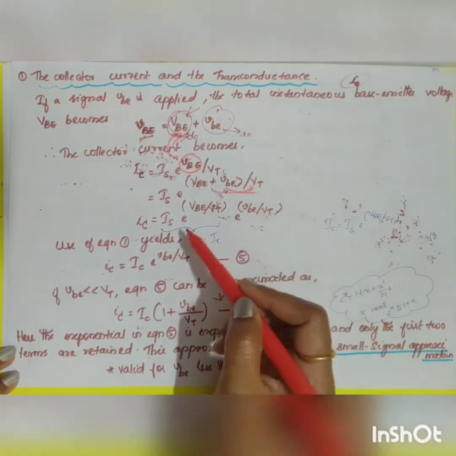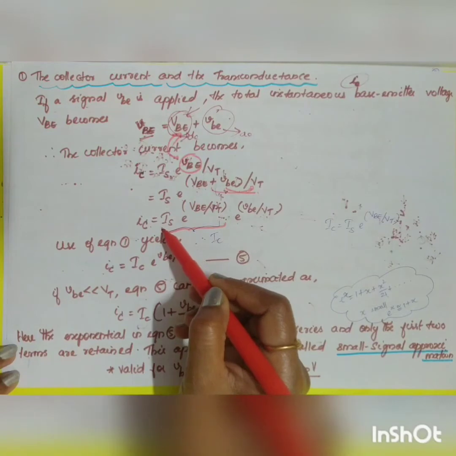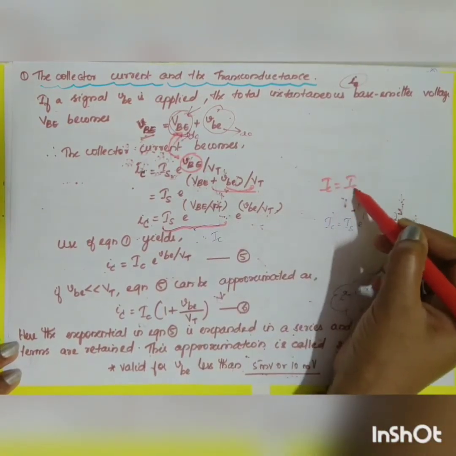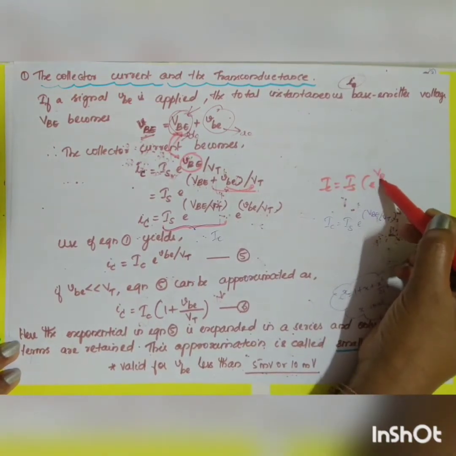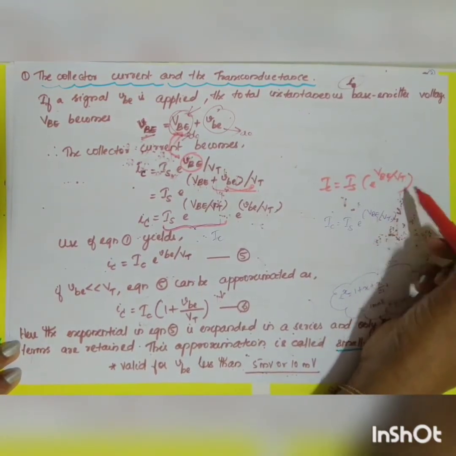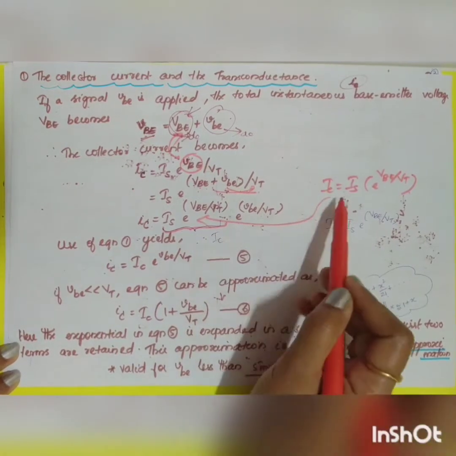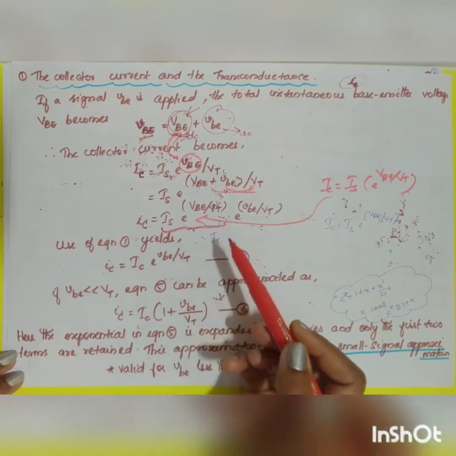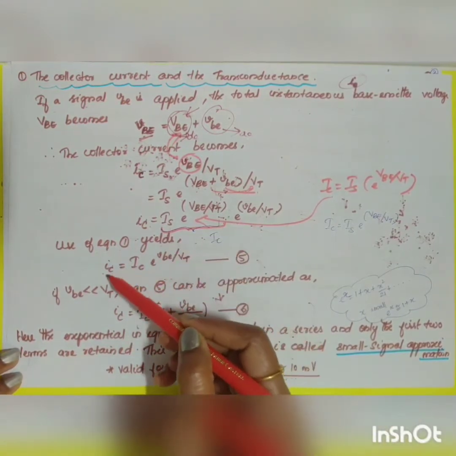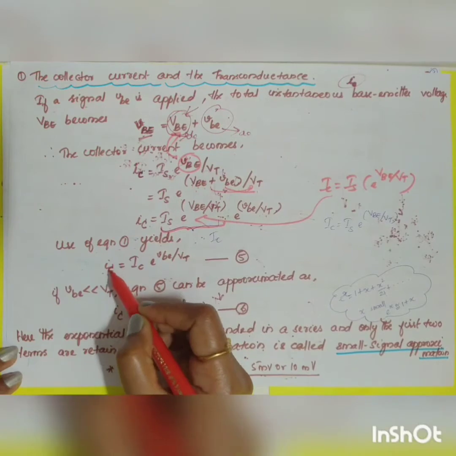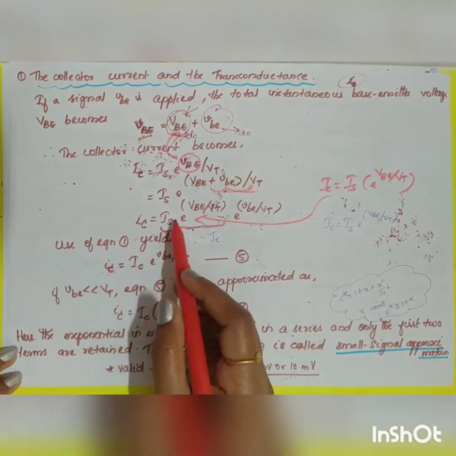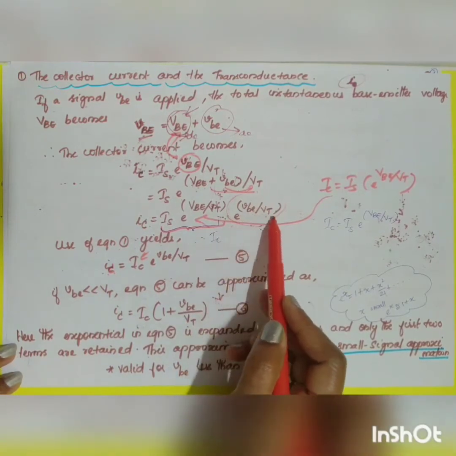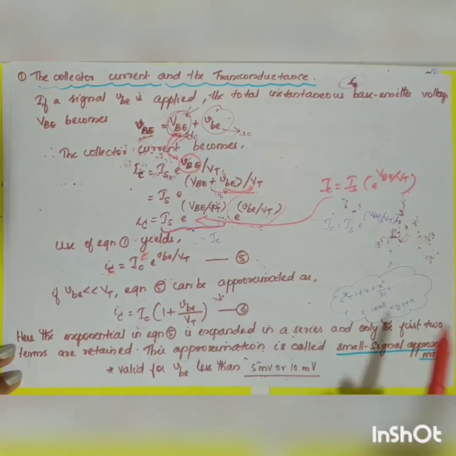Now you know that by equation 1, what is your DC collector current? IC is equal to IS into e power VBE divided by VT, right? So the first term is nothing but your DC current IC. So you are replacing your first term by IC. So using equation 1, you can write small iC is equal to capital IC, the DC current, into this term, e power small vbe divided by VT. Let me take that as equation 5.